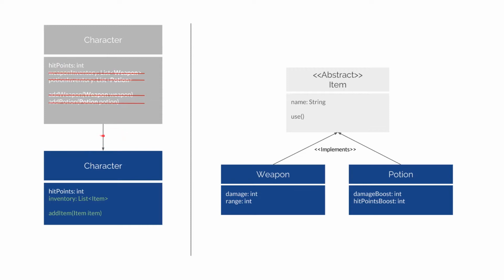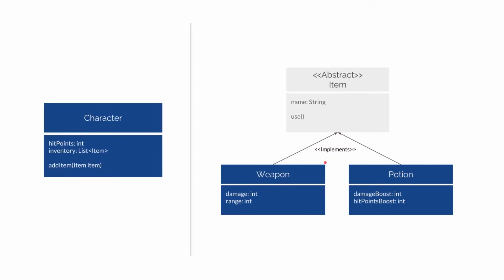And this is what we mean by polymorphism, an item, or rather a class or an object, being able to take many forms. So in this case, the item is taking many forms. It can take the form of a weapon or it can take the form of a potion. Polymorphism is just a very fancy word for a very simple concept.